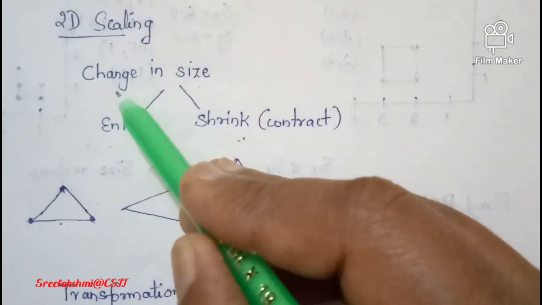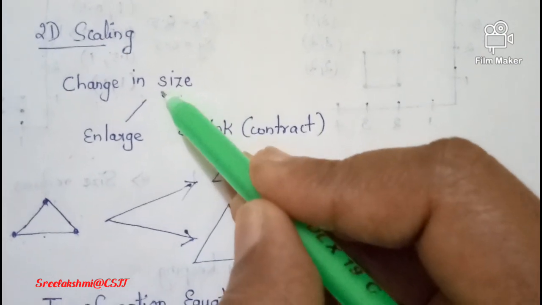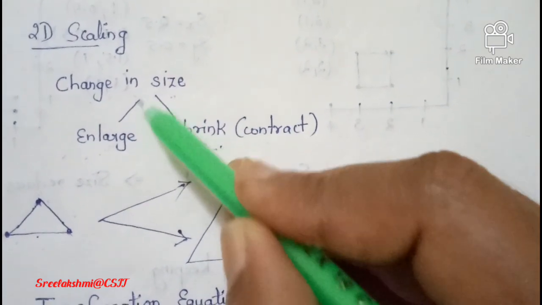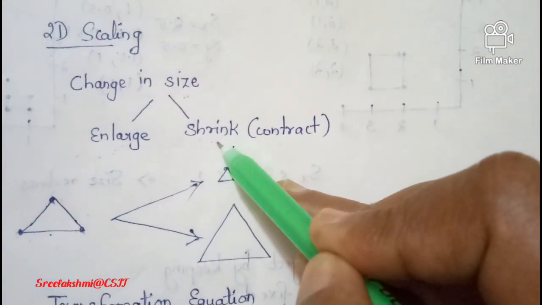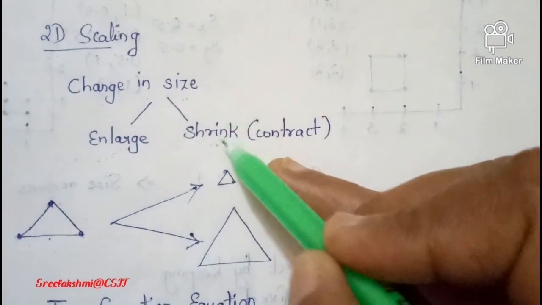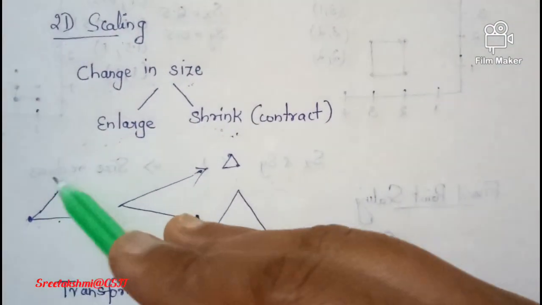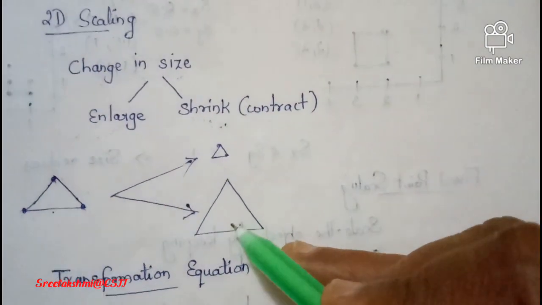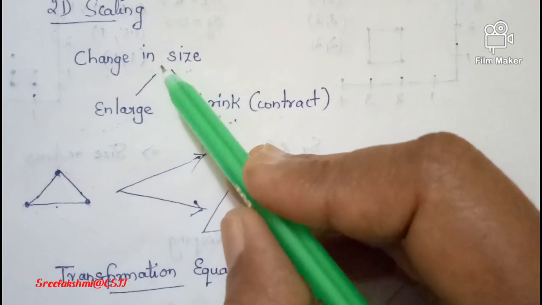Scaling is a change in size of an object. Change in size means either I can enlarge an object or we can shrink the object. Enlarging means object size is increased and shrinking means the size of the object is reduced. So either by increasing the size or decreasing the size you can make a change in object size. So if a triangle is given to you, you can either reduce the size of the triangle or you can enlarge the size of the triangle. In both these situations you are changing the size of the entire object.